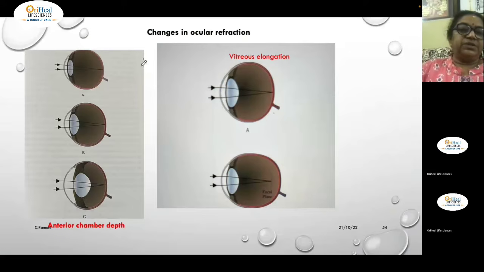So changes happen. For example, here you can see the retina. The light falls on the retina at a particular point. This is an emmetropic condition. This is again an emmetropic condition. See here, this is again emmetropic. Here also again emmetropic. But what are the changes you see here? The anterior chamber is very shallow. The anterior chamber is deep. This is a deep anterior chamber with a very big biconvex lens. This is in the case of a cat. This is a dog, whereas this is in the case of a human being.